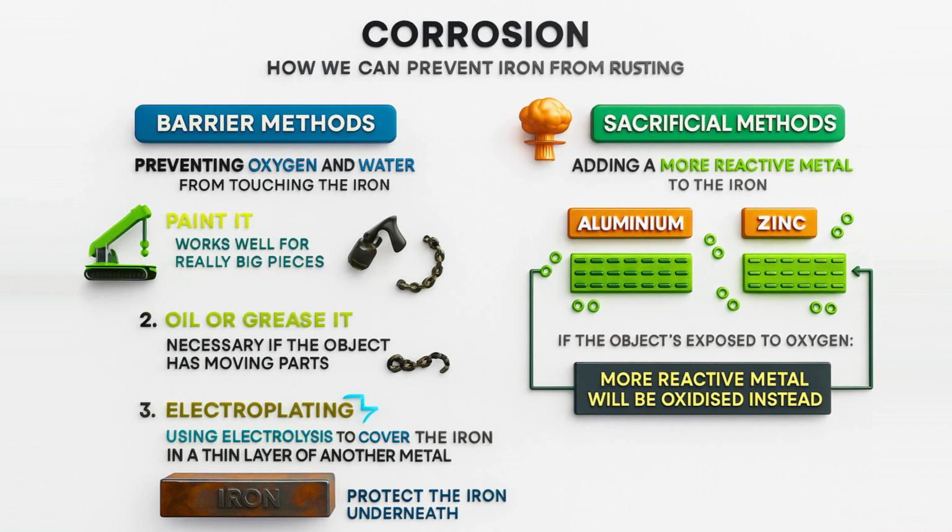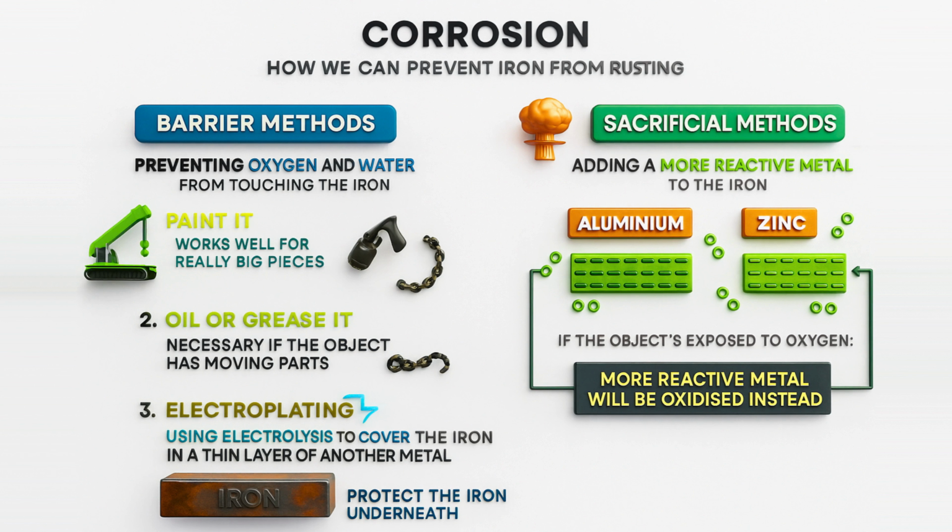Now, let's talk about how to prevent rusting. There are generally 2 broad categories of methods that we can use to protect iron from rusting. These are known as barrier methods and sacrificial methods. The barrier methods work by creating a physical shield between the iron and the external environment so that oxygen and water cannot reach the surface of the metal. There are 3 main types of barrier protection.